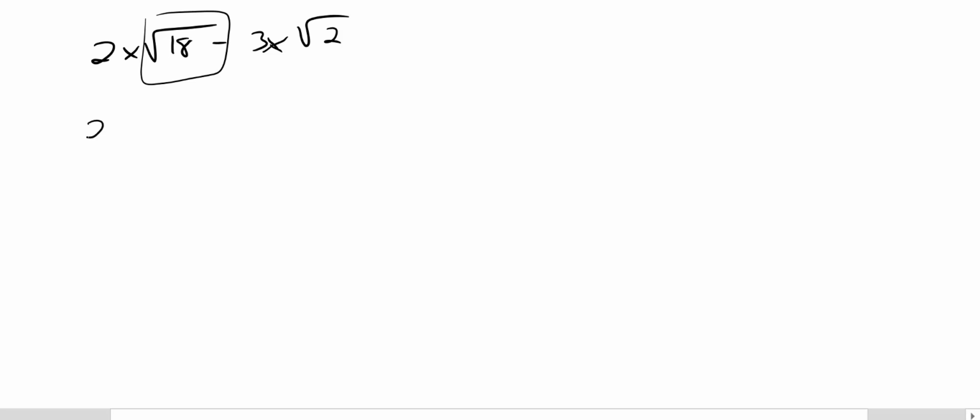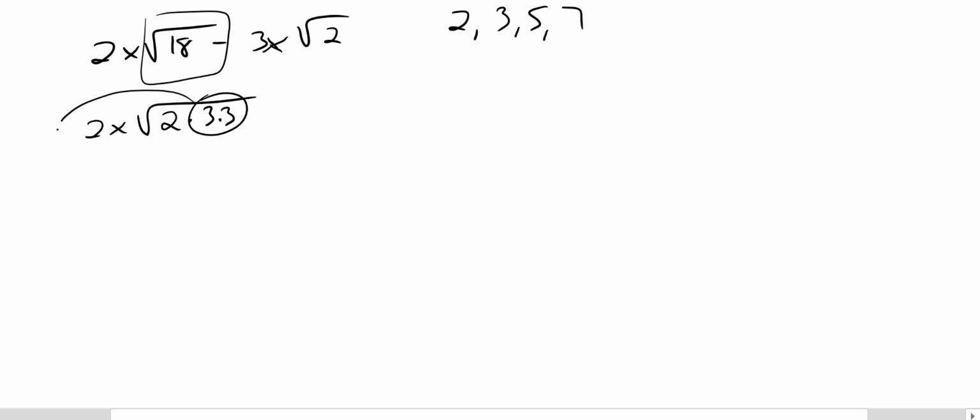Okay, well, square root of 18. If I divide by 2, I get 9 times 2. And 9, remember, I told you right on top of your paper, 2, 3, 5, and 7. Actually 9 breaks up into 3 and 3. That's perfect, so I can pull the 3 out. So it's 3 times 2x square root of 2, minus 3x square root of 2.